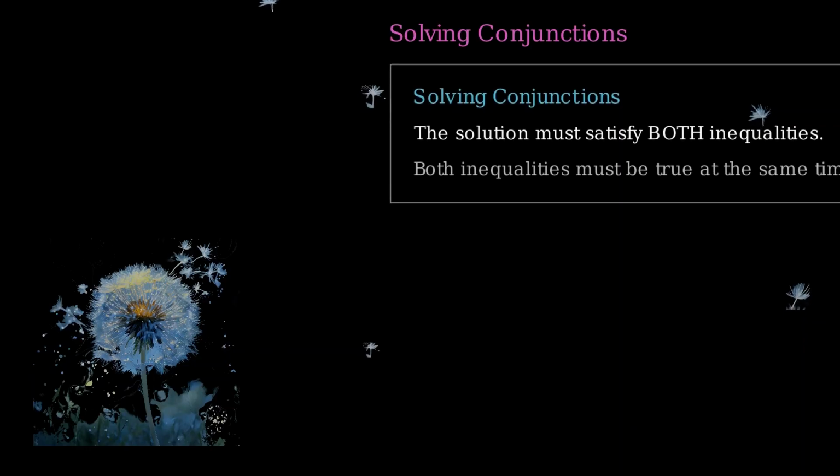Today we are going to learn about solving conjunctions. The solution to a conjunction must satisfy both inequalities. This means that both individual inequalities must be true at the same time.